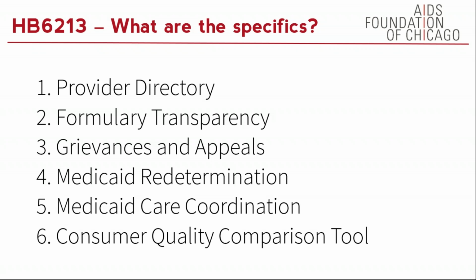So what are the specifics? What's in House Bill 5213? Over the next few minutes, my colleague Kelsie is going to go through the first 5 provisions that you see in front of you: the provider directory, formulary transparency, grievance and appeals, Medicaid redetermination, and Medicaid care coordination. Then the focus of this webinar, though, where we'll spend the majority of our time, is that 6th provision, which is the report card. In the law, it's called the Consumer Quality Comparison Tool.